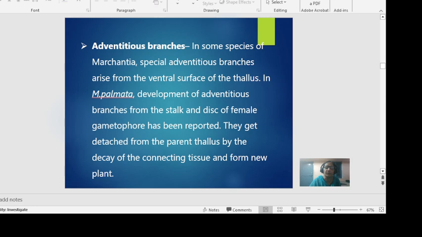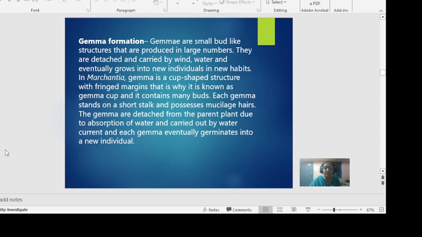In the case of adventitious branches, in some species special adventitious branches arise from the ventral surface of the thallus, and they develop from the stalk of the disc of the female gametophyte. They get detached from the parent thallus by decay of the connecting tissue, and form the new plant. The third type of vegetative reproduction is by gemmae, which are bud-like structures produced in large numbers, detached and carried by wind and water, and grow into new individuals.